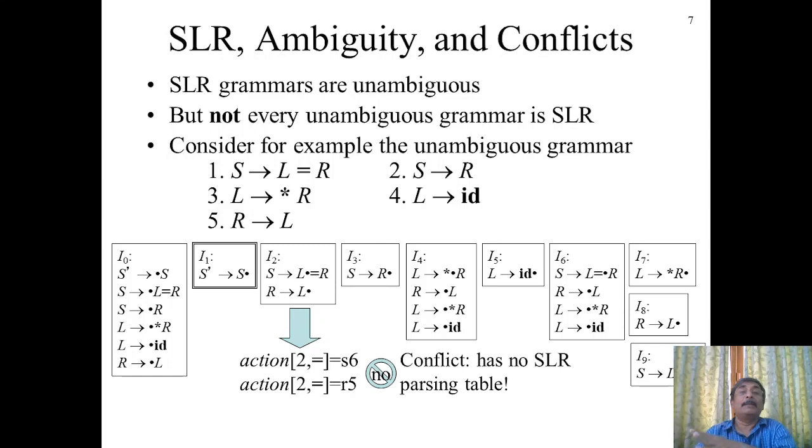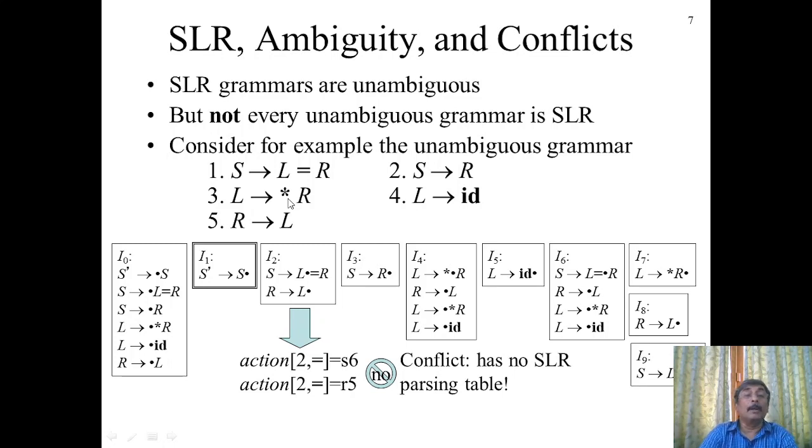So first, let us see what kind of conflict or ambiguity that SLR parsers or SLR grammars cannot handle, cannot overcome. This is a very simple grammar with five production rules. S is the starting symbol. This is for a pointer. If you know about C-style pointers, then this is actually about a pointer.